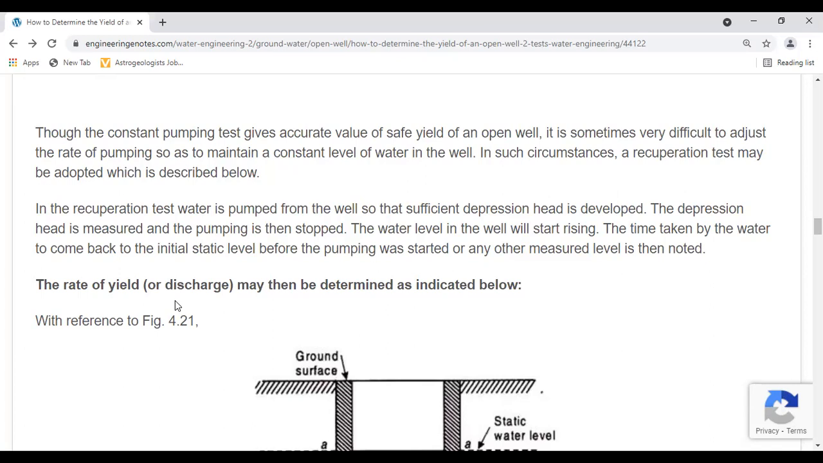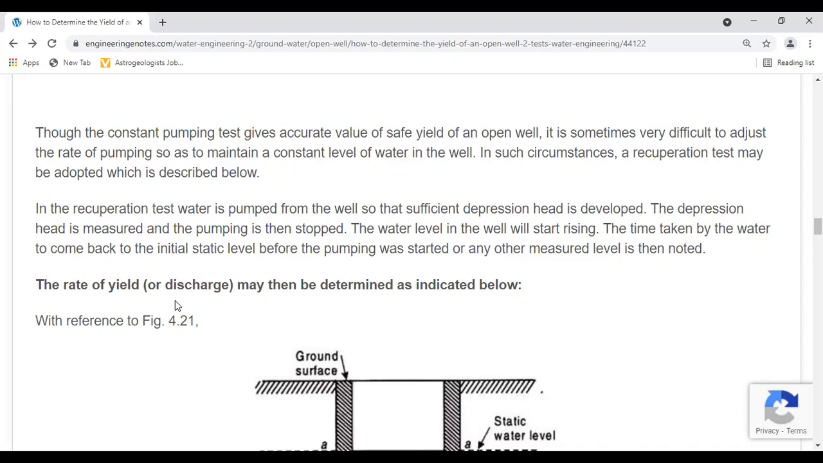In this method, the water level in the well is depressed to some level below the normal water table level, and the pumping is stopped. The water level in the well starts recuperating. The time taken by the water to rise to some other level is noted. From this data, the specific yield of the well can be found out as explained below.